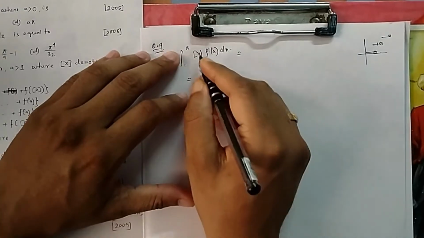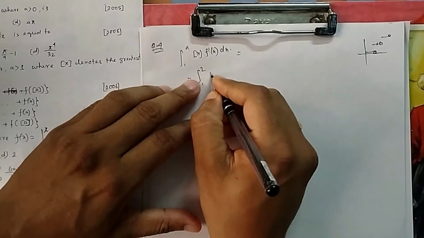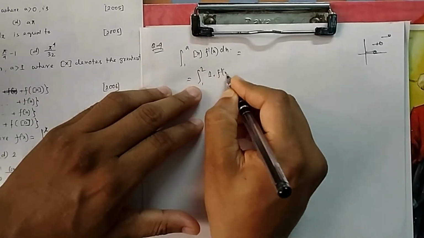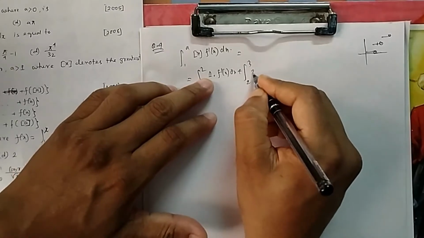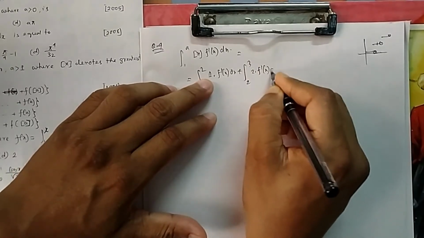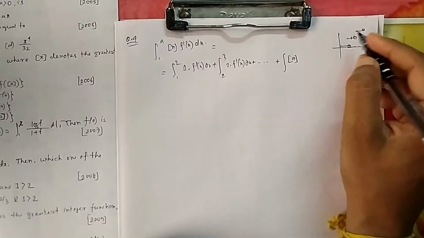From 1 to 2, the output is 1 times f'(x) dx, plus the second one from 2 to 3, where the output is 2 f'(x) dx, plus and so on. What will be the last one? Now think about the last one.